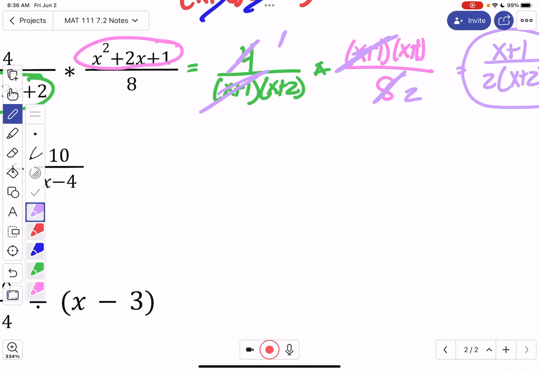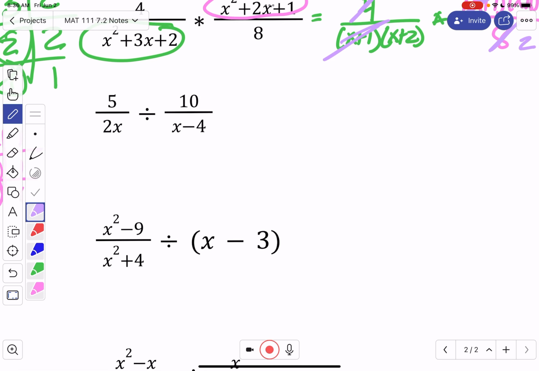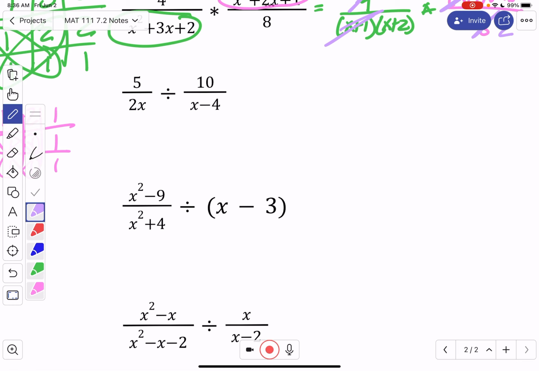Again, division is the same thing. You just have to flip the second one before you multiply. So try these, factor them, multiply across, reduce, see how you do, and then come back and check.